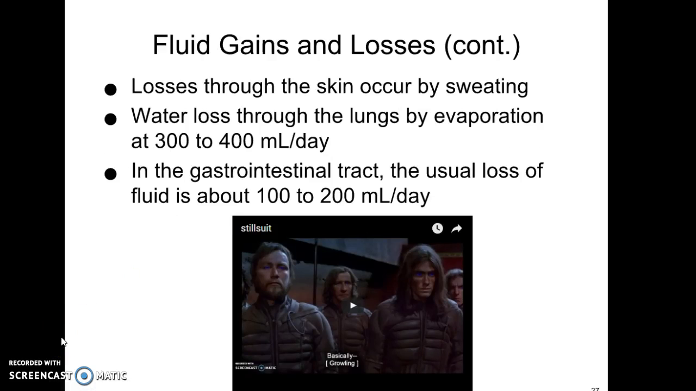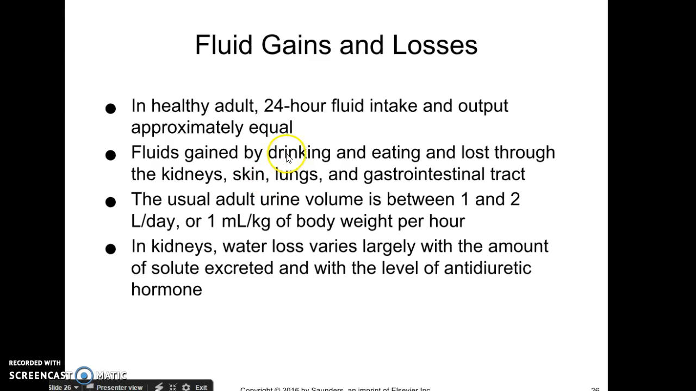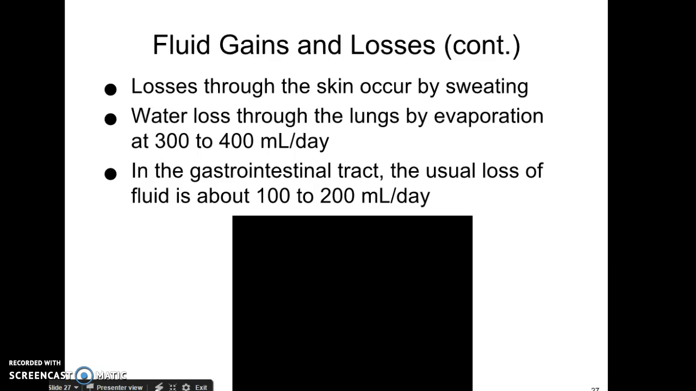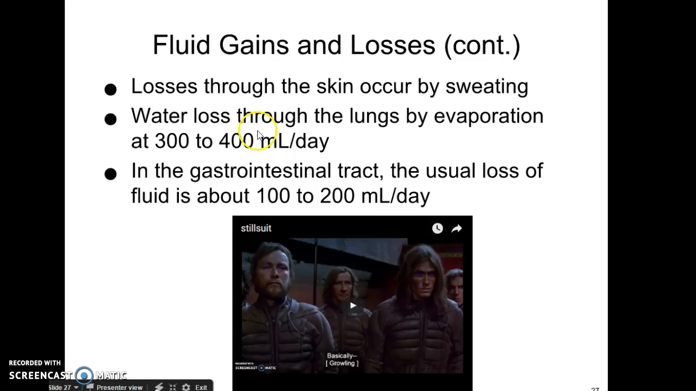Losses of fluid occur through the skin, also by sweating, so we wouldn't see that when we're measuring output. Water loss occurs through the lungs by evaporation, and that accounts for about 300 to 400 milliliters a day. And then in the gastrointestinal tract, here we're talking about mostly feces, that's 100 to 200 milliliters per day. But in a 24-hour period, the output and the intake should be approximately equal. But you can see here that we have a little bit, say, 400 to 500 milliliters of wiggle room that we can lose through other methods.